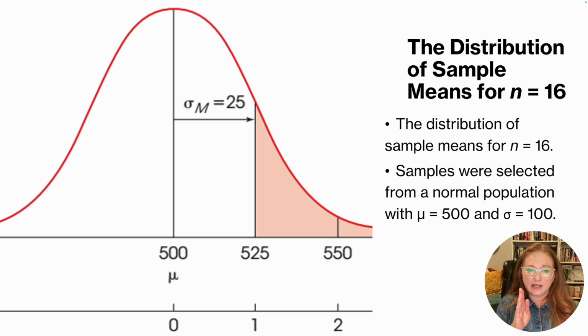So one standard deviation above the mean used to take me from 500 to 525. Two standard deviations above the mean used to take me from 500 to 550. Now it takes me from 0 to 1, from 0 to 2, right? Same thing on the left-hand side. It used to take me from 500 to 475. Now it takes me from 0 to negative 1, 0 to negative 2. Same feel. Instead of one raw score, we're now dealing with a group of scores.